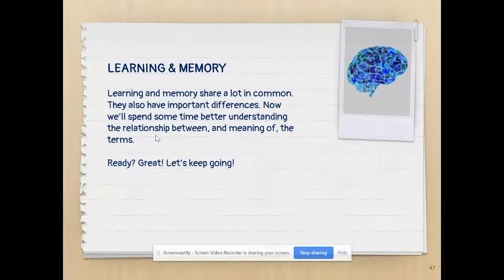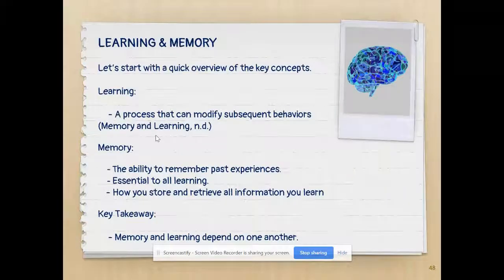Learning and memory share a lot in common. They also have important differences. Learning is a process that can modify subsequent behaviors. Memory, on the other hand, is the ability to remember past experiences. Basically, it refers to how we store and retrieve all information that we learn. Memory and learning depend on one another.